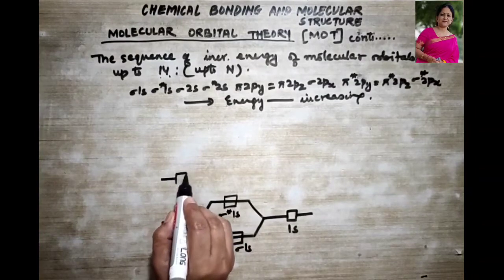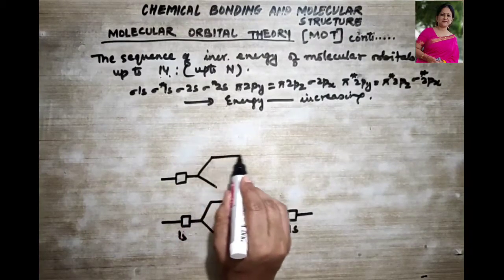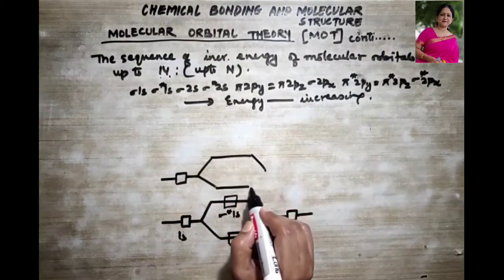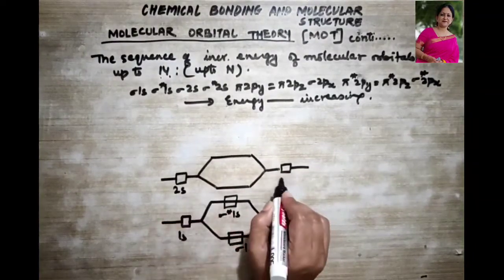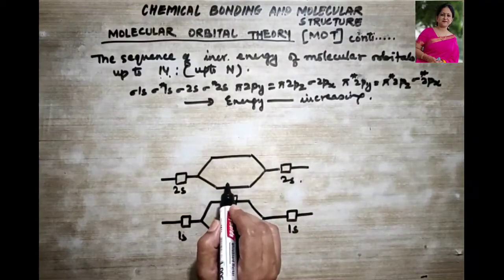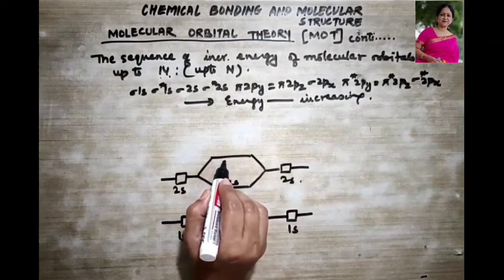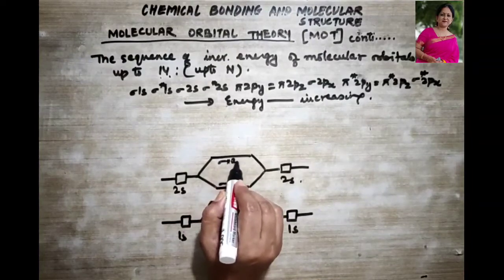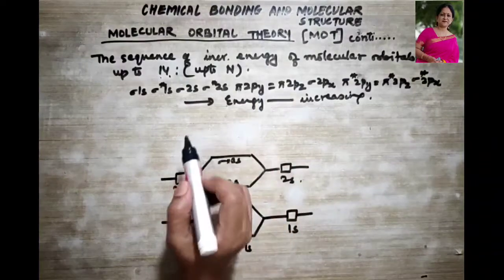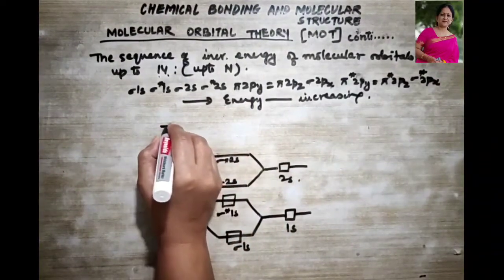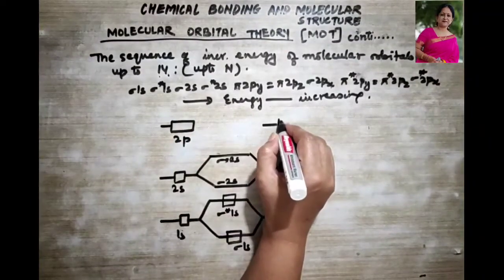2s means again one orbital. One orbital means dividing into 2. This is your 2s. So now this is your sigma 2s, and this is sigma star 2s, meaning this is bonding, this is anti-bonding. Then next we move to the 2p block. So I write over here 2p and here 2p.